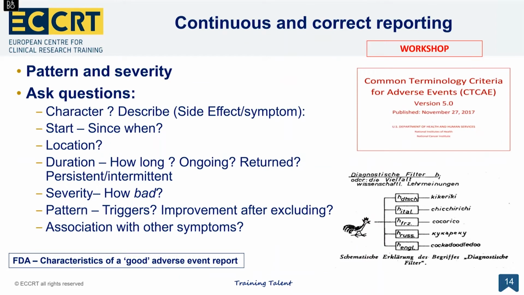If we want to talk about adverse events, we all need to talk about the same thing. We need to report in a consistent and correct way. And this is where we use the Common Terminology Criteria for Adverse Events. This is mainly used in clinical trials. If I talk about diarrhea, I want to think about the same thing when I talk to our patients.